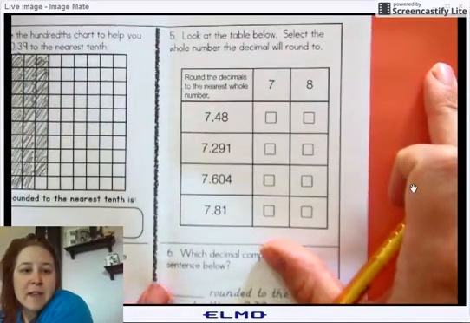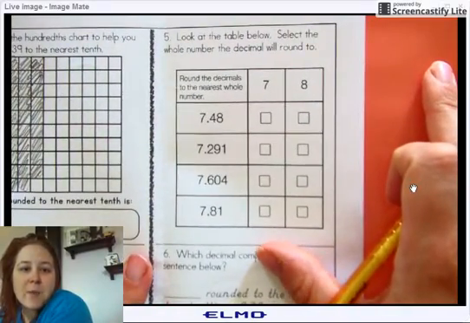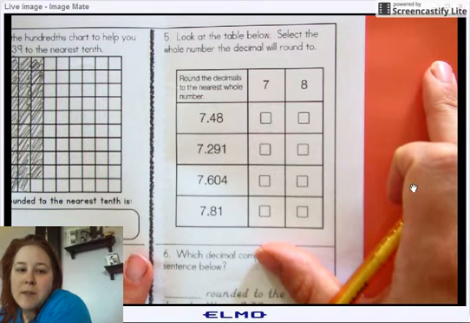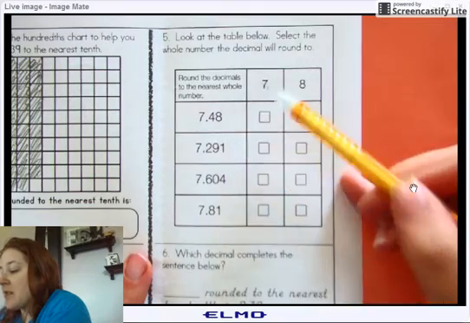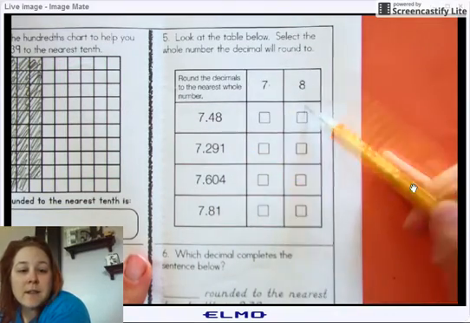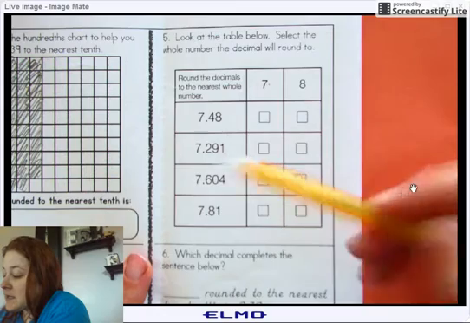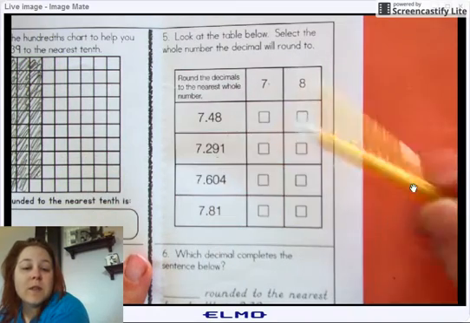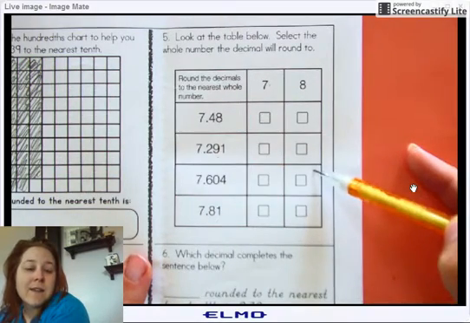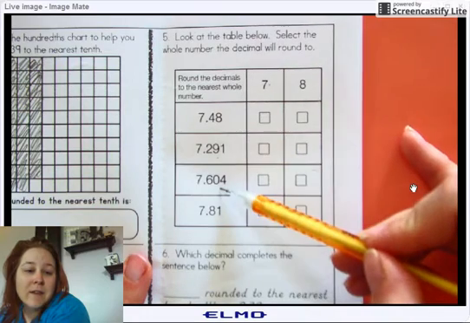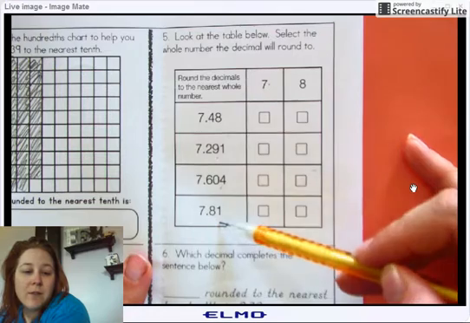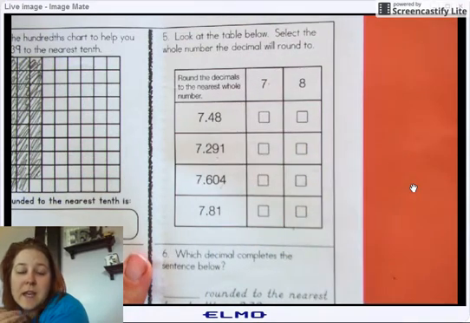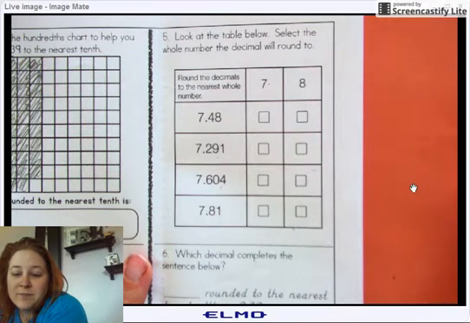Looking at the table below, select the whole number that the decimal will round to. So take a moment and think about this number here. Is it closer to 7 or is it closer to 8? Think about this one. Take a moment and fill that in.